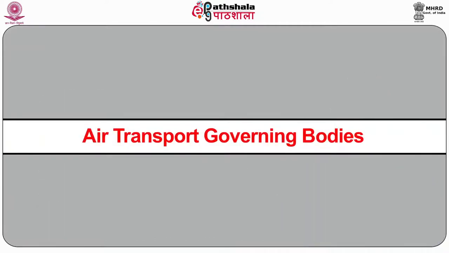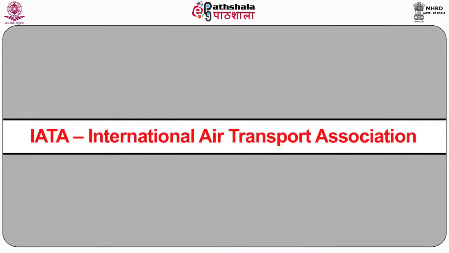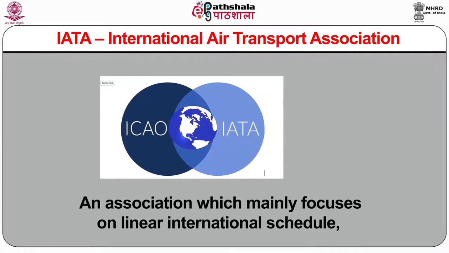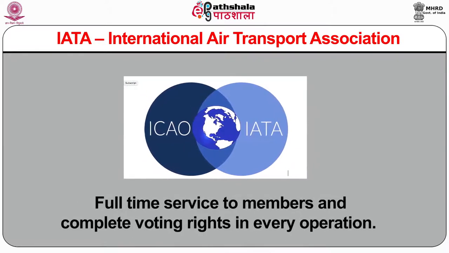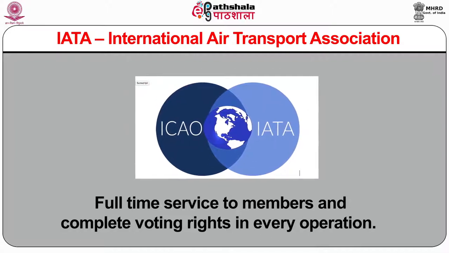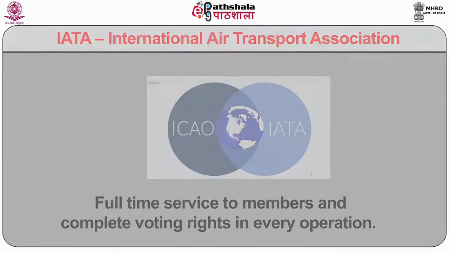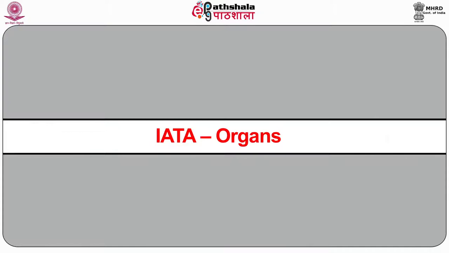Air transport governing bodies. Firstly, IATA, that is International Air Transport Association, an association which mainly focuses on linear international schedule, full-time service to members and complete voting rights in every operation. IATA's main organs are General Assembly, Executive Committee and IATA Secretariat located in Montreal and Geneva.